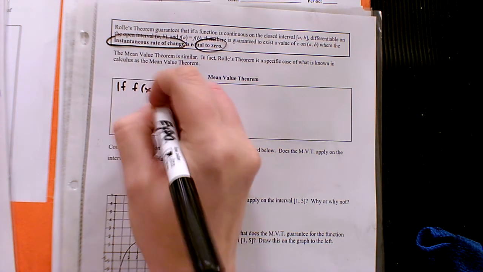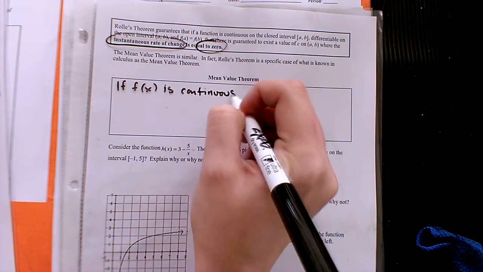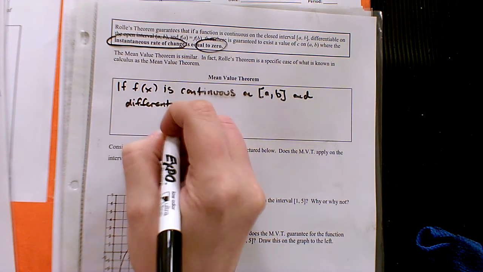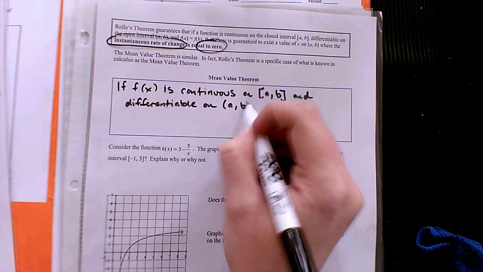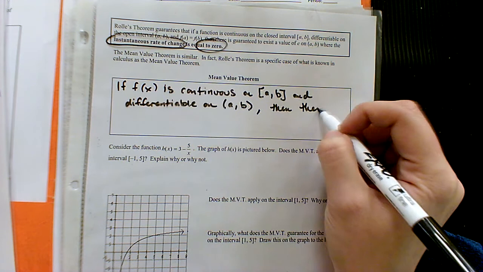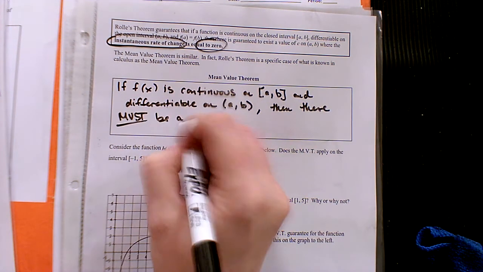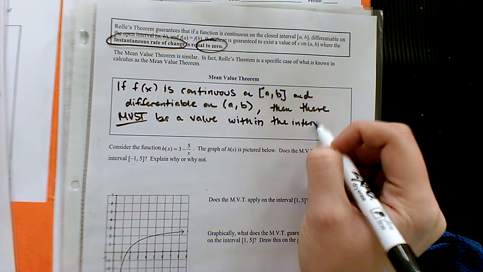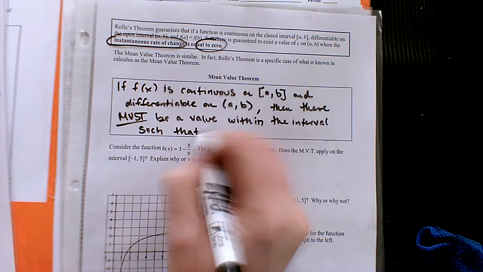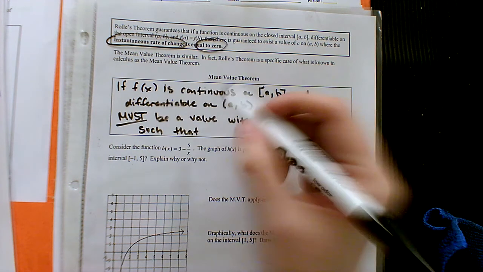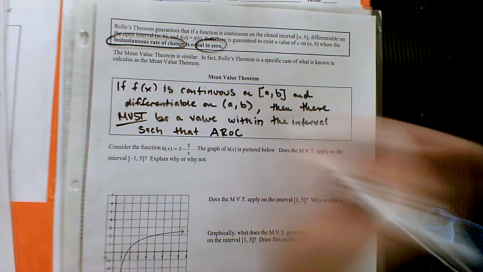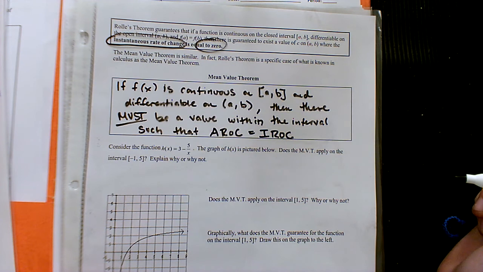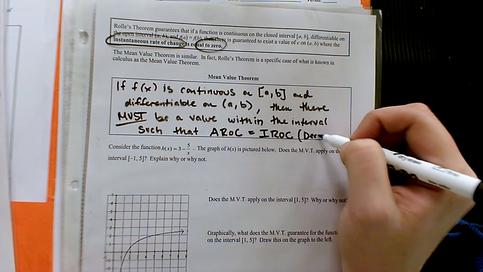So for the mean value theorem, if f of x is continuous on a closed interval and differentiable on the open, then there must be a value within the interval such that, I'm going to do some abbreviating here, the average rate of change, AROC, equals the instantaneous rate of change, aka IROC, aka derivative.